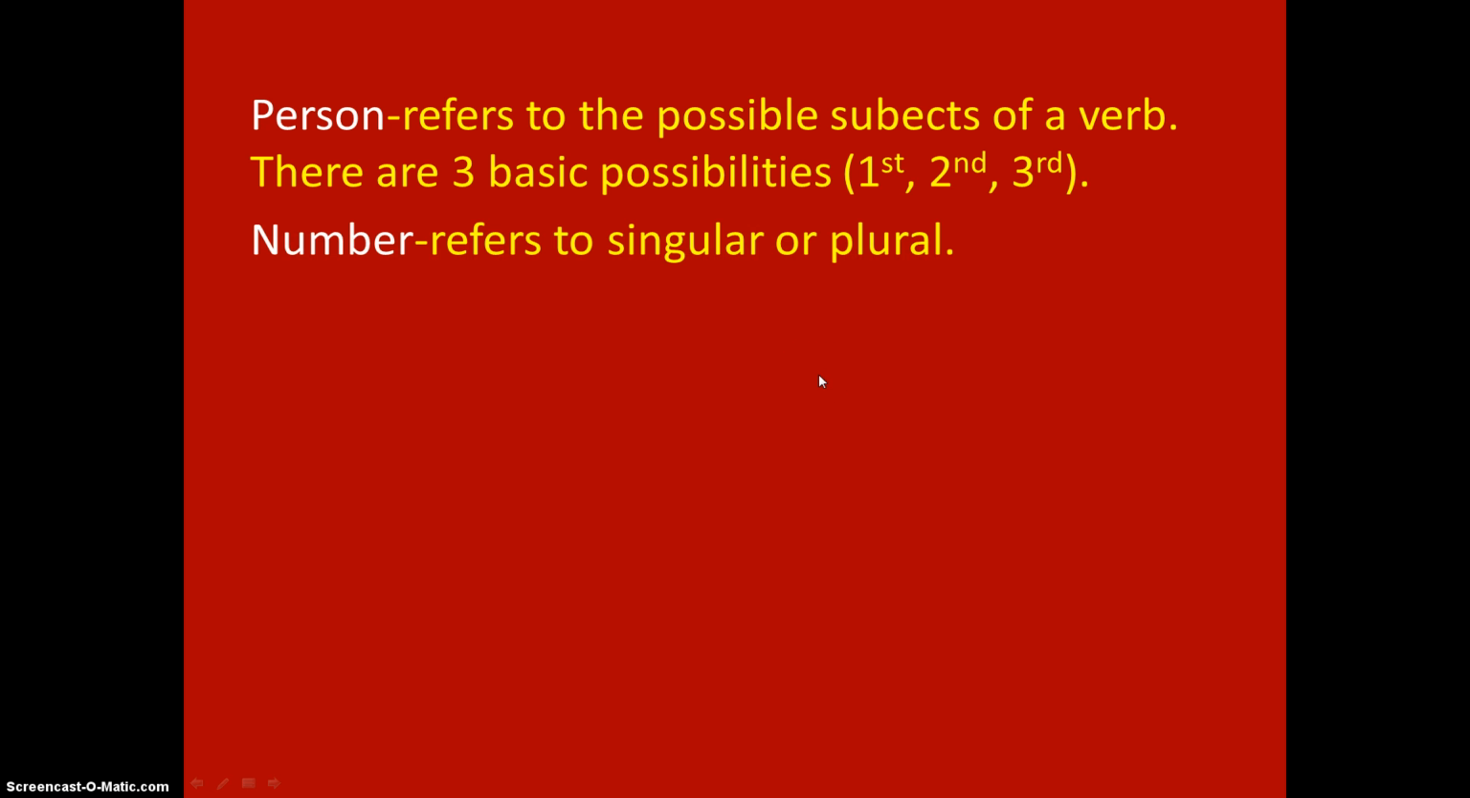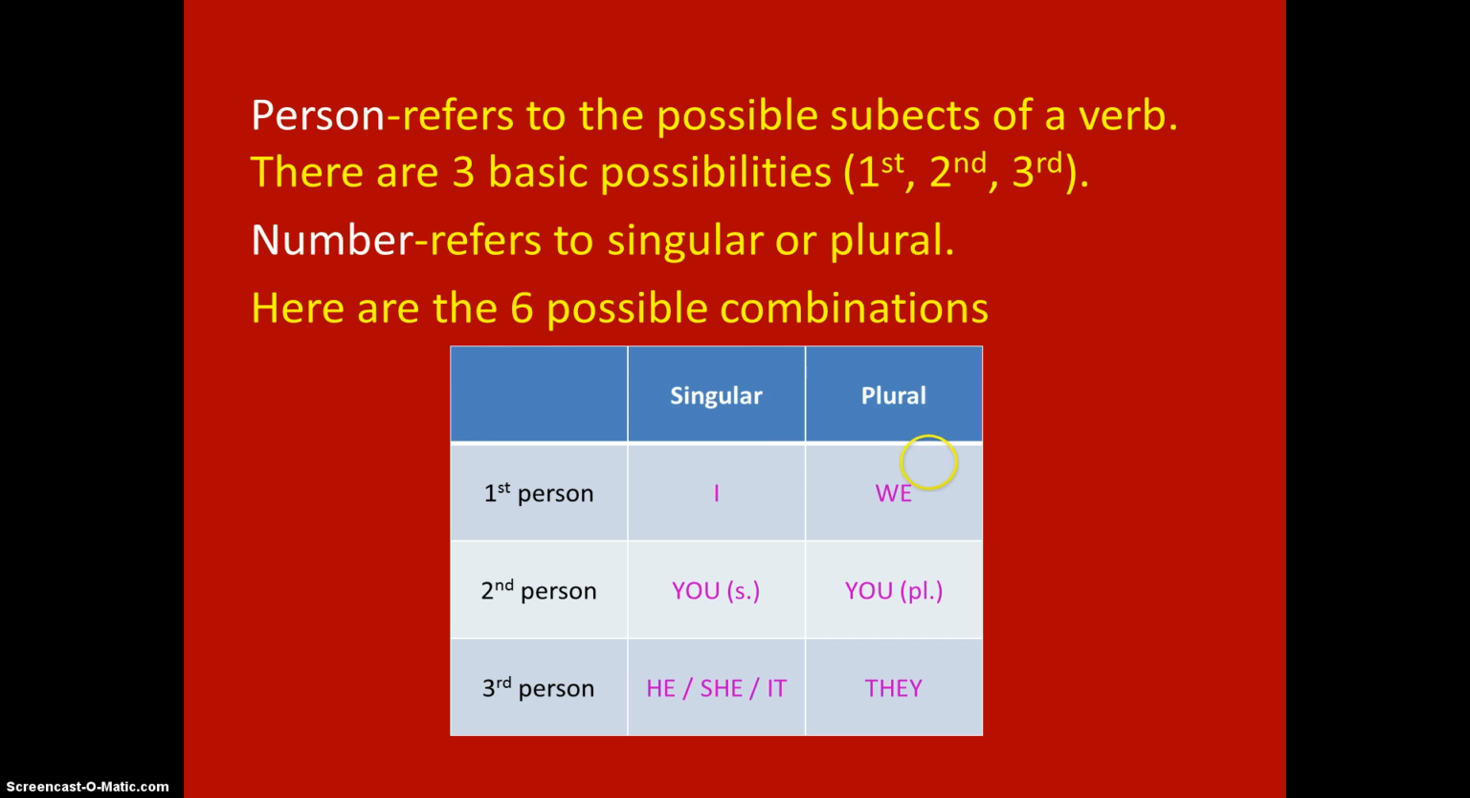Okay? Number is just going to mean singular or plural, and those two always go together to give us 6 possibilities. First person singular, which is I; second singular, you; third singular, he, she, or it; first plural is we; second plural is you, y'all, yous guys, yins, wherever you're from; and then third plural is they.